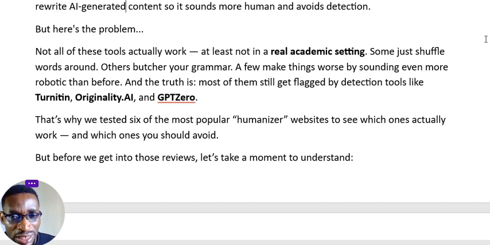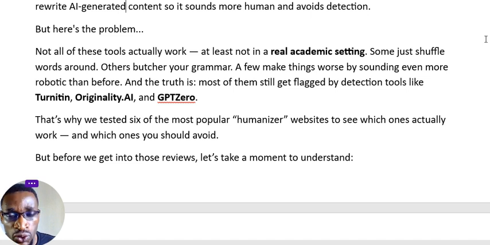So the truth is, most of them still get flagged by detection tools like Turnitin, even at the height of their promises. That's why we went all out to buy subscription plans in most of these tools to test them and then use certain criteria to check if they can actually pass for academic writing.